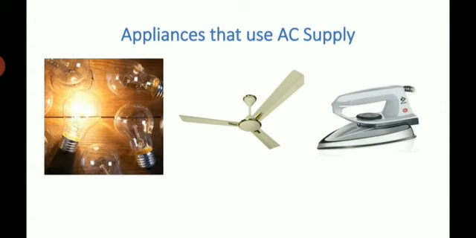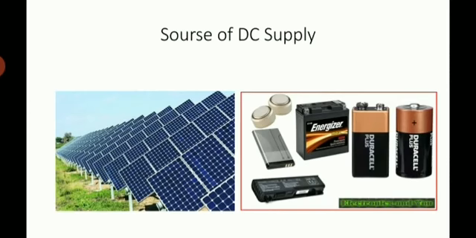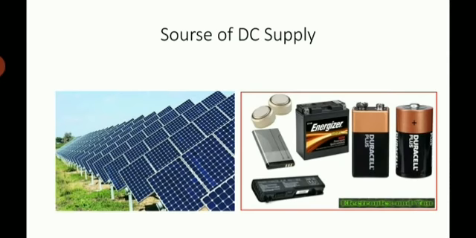So now we will see examples of appliances that use AC supply. In our house we use bulbs and fluorescent tubes that work on AC supply. Fan also works on AC supply, and electric press iron also works on AC supply. More examples of AC appliances are fridge, old kinds of TV, mixer, grinder. These work on AC supply and many more.